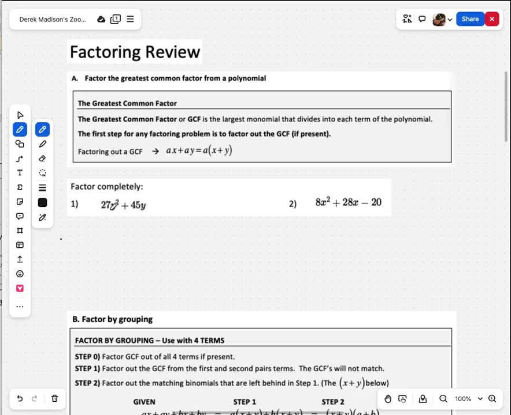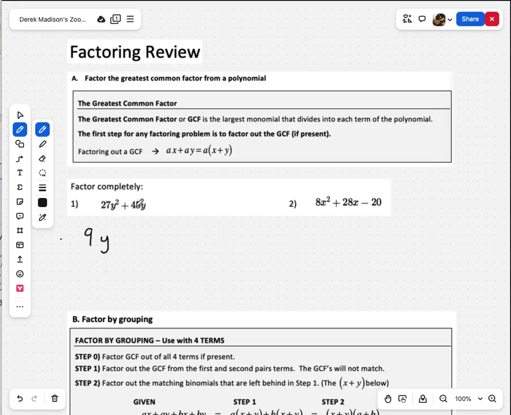So this first one, looking at 27y squared and 45y, for greatest common factor, we're looking for the largest monomial that divides into both of these. So in terms of the numbers, 27 and 45, the largest thing that divides into both of those would be 9, and y squared and y, they both contain at least a y, so that would be my greatest common factor in terms of the variables.